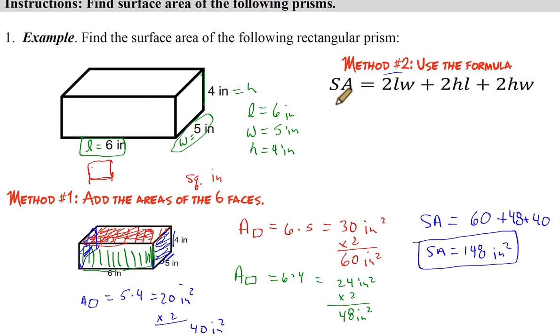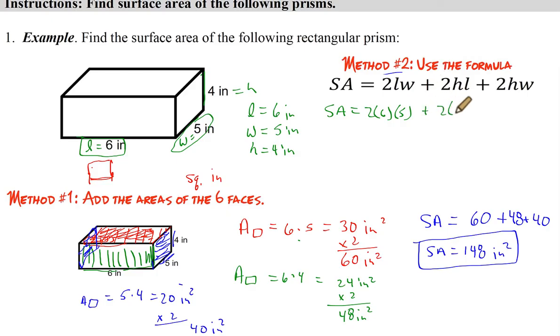And that's all we need to do. So we would say the surface area equals 2 times the length, which is 6, times the width, which is 5. And if you notice, we're doing the same calculation we did right here. Look, 2 times the 6 times the 5. It's the same. That's where that formula comes from.